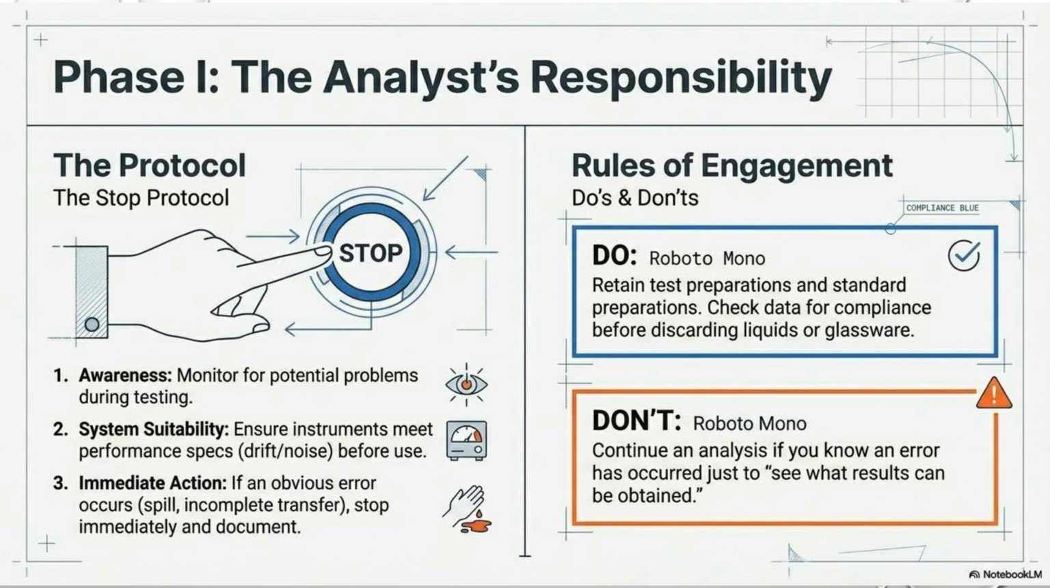Phase 1 begins with the analyst's responsibility at the bench. Analysts must verify system suitability and immediately stop testing if an obvious error occurs. The golden rule is, do not continue testing to see what happens. All observations and errors must be documented promptly.